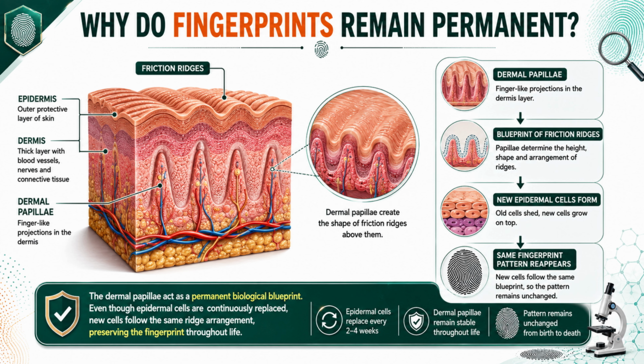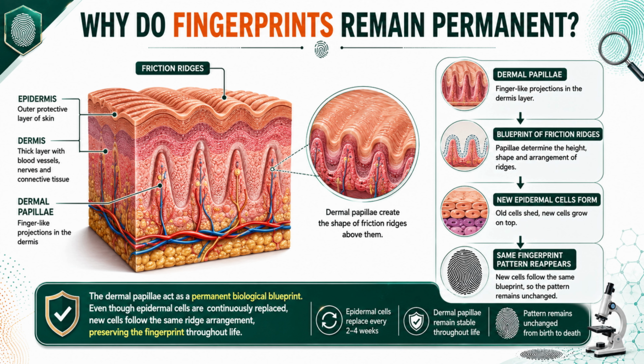The cells of the epidermis are continuously replaced throughout life. Every few weeks, old skin cells are shed and new cells are formed. However, these new epidermal cells grow by following the same blueprint provided by the dermal papillae beneath them. You can think of it like constructing a building using the same architectural plan. Even if individual bricks are replaced over time, the overall structure remains exactly the same because the blueprint never changes.